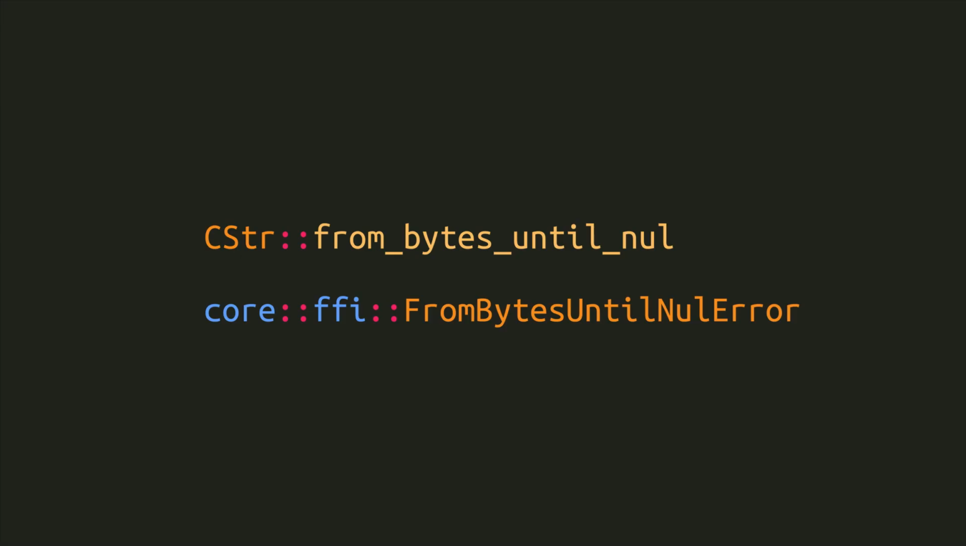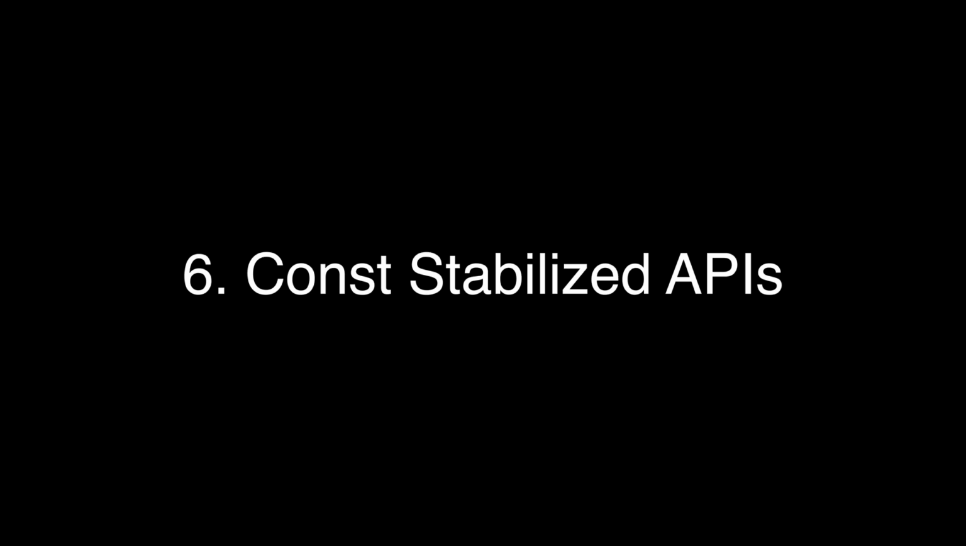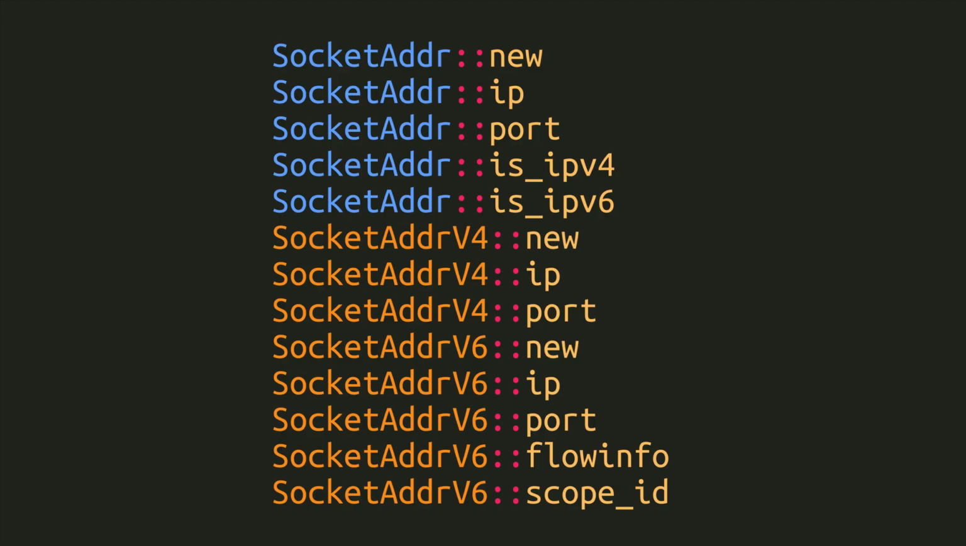Number 5. Let's take a look at a pair of items that were stabilized in this release. First, the CStr struct gets a new method that creates a CStr from any byte slice that contains at least one null byte. The second item is the error which that method returns if there's no null byte in the byte slice. Pretty straightforward. Number 6. Const stabilized APIs. Do you use low-level sockets in your code? If so, there are a whole bunch of methods you can evaluate at compile time now. These methods are all pretty self-explanatory, so I won't go into them.